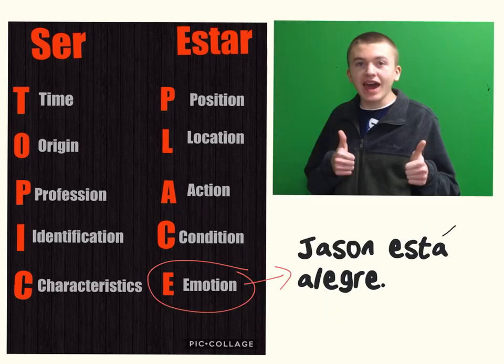And the last is the E of emotion. If you're talking about how someone's feeling, what their emotions are, you use estar. "Jason está alegre." So using TOPIC and PLACE can be a way to help you remember when to use ser and when to use a form of estar when you're speaking Spanish.